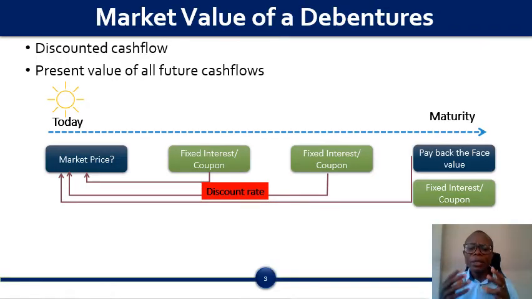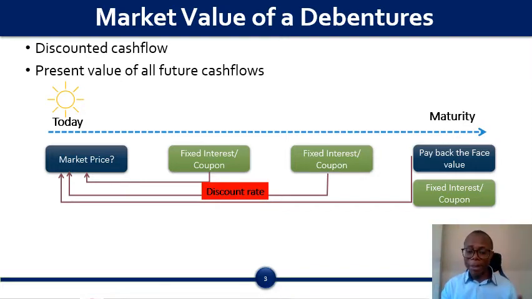Companies have different ways of raising finances. One of the ways they can raise money is using debentures. So a debenture works like this. A company borrows money and it will pay back, let's say, after a number of years. Let's say after 5 years. But in year 1, 2, up to year 5, it will pay interest every year. Then in year 5, it will pay back the whole amount it borrowed.